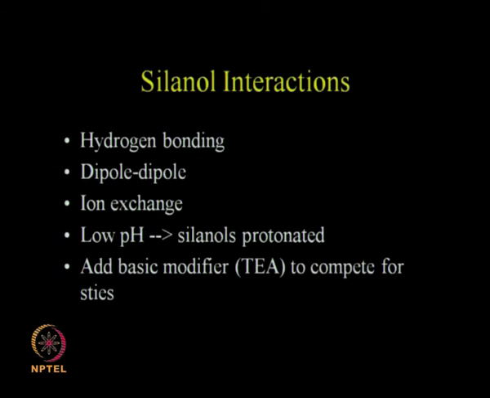So what does silanol do? It interacts through hydrogen bonding, it creates dipole-dipole interactions, and it creates ion exchange, because you have O minus on the surface and H plus floating around in your continuous phase. At low pH, silanols will get protonated, or we can add a basic modifier like tetraethyl ammonium to compete for the sites. So you have O minus, and we can add a basic material like tetraethyl ammonium plus, which will go and block those silanols.